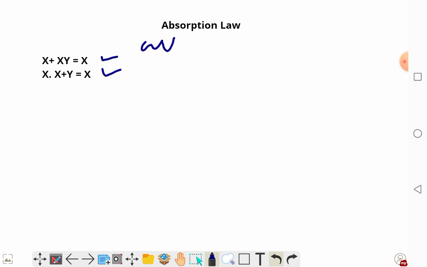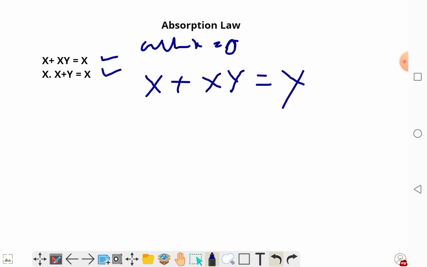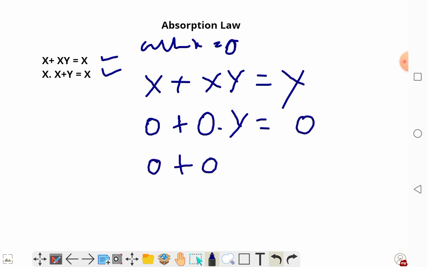Now when x is equal to 0, we write the expression x plus xy is equal to x. What is the value of x? The value of x is 0 plus, again the value of x is 0, into y. Again this is 0. 0 into variable is 0. 0 plus 0 is equal to 0. LHS is equal to RHS. We'll prove for when x is equal to 1.